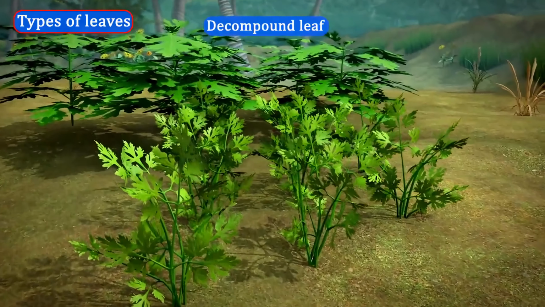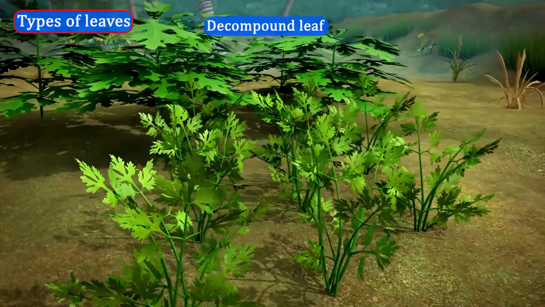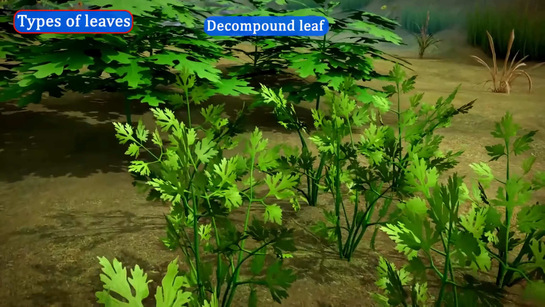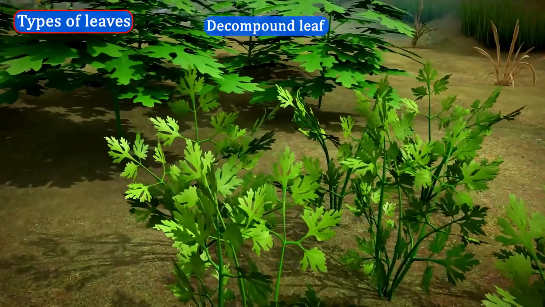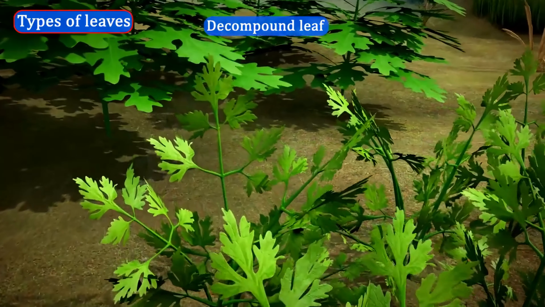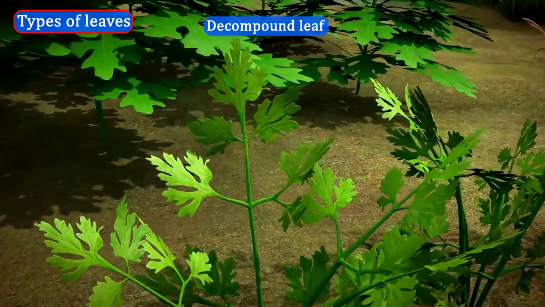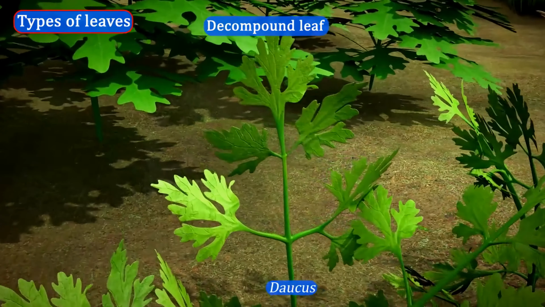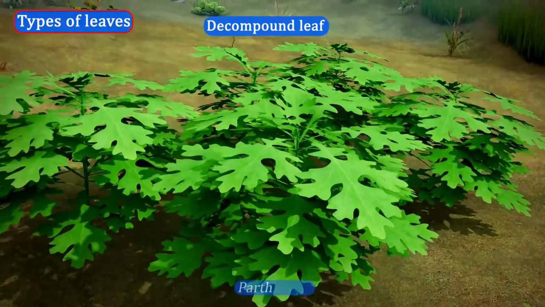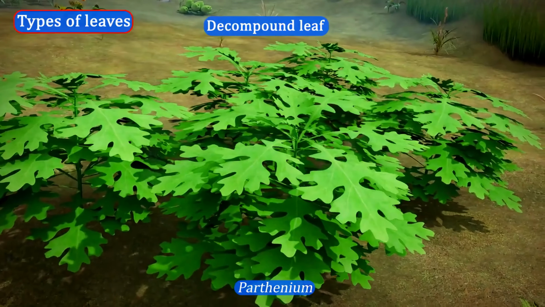Decompound leaf. In a decompound leaf, rachis is divided repeatedly and irregularly. Leaflets are borne on ultimate branches of the rachis. Daucus and Parthenium leaves are decompound leaves.